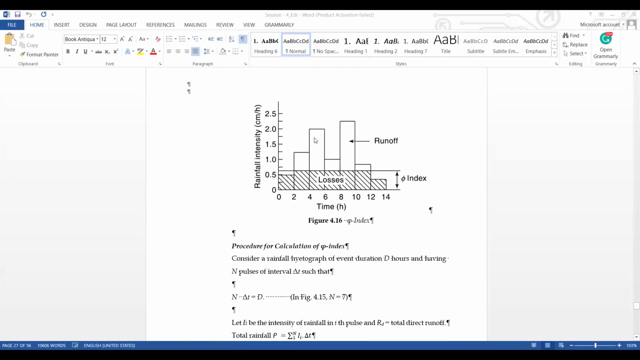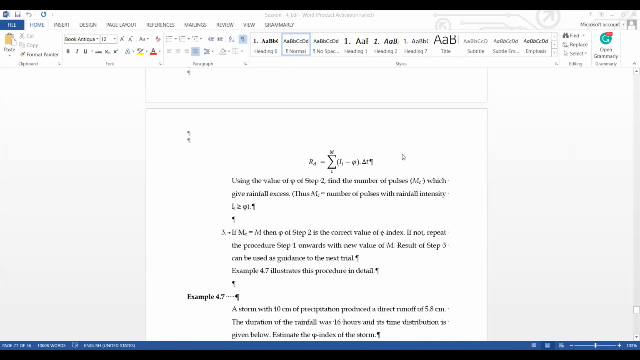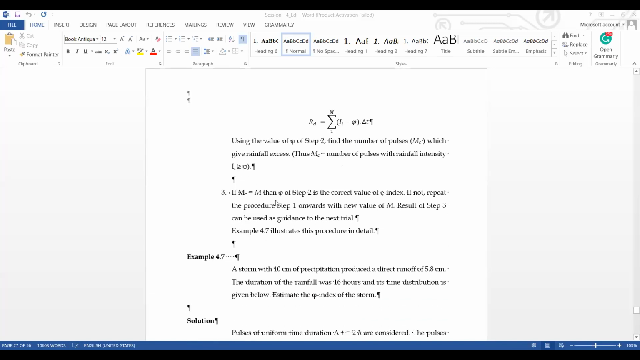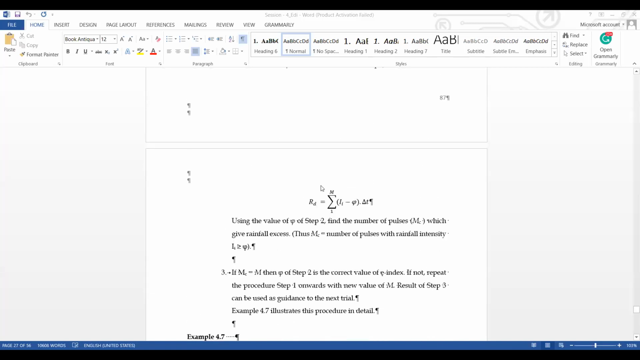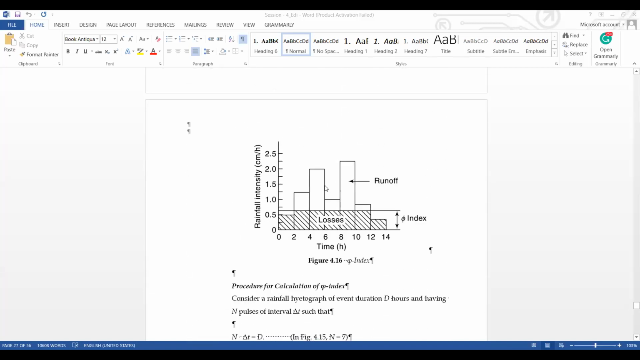Now, in order to find the area remaining for all these towers, you have to do that exercise for all these towers, right? So you will have an equation like this. Using this, you can calculate the phi index for the assumed m number of pulses. Then in the third step, you can calculate how many pulses are greater than the calculated phi index.